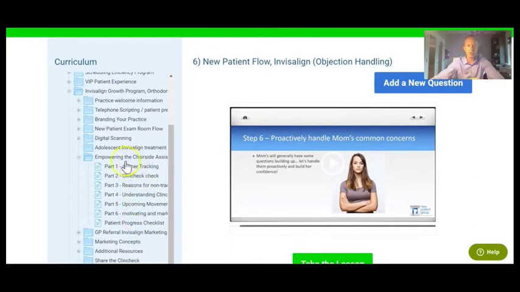So I'd encourage you to go through the 6 parts of this. There's a lot in there, but honestly, as you get to putting it into place and getting used to it, I think you're going to find that it's actually very easy to develop within your practice routine. So I hope you enjoy this whole section on the Invisalign growth program.